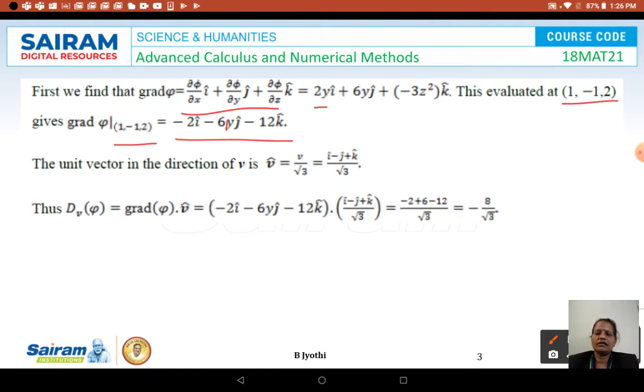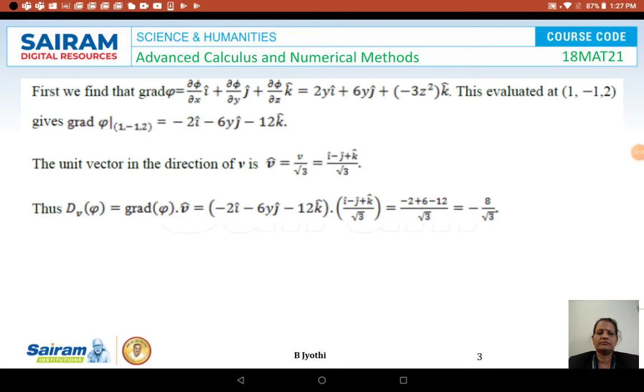The unit vector in the direction of v is given by i minus j plus k divided by root 3. Thus the directional derivative dv of phi, that is grad phi dot v, is given by minus 2i minus 6j minus 12k dot i minus j plus k divided by root 3. Therefore, this gives us minus 2 plus 6 minus 12 divided by root 3, that is given by minus 8 by root 3.